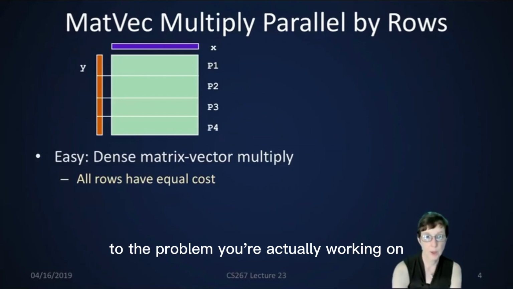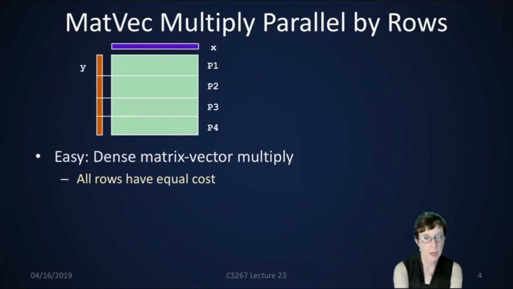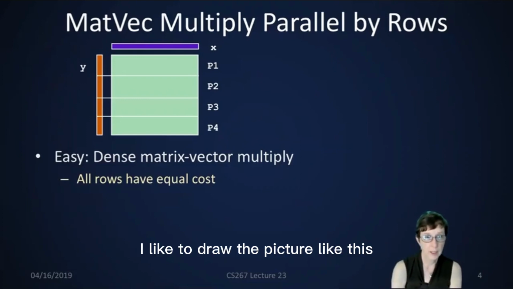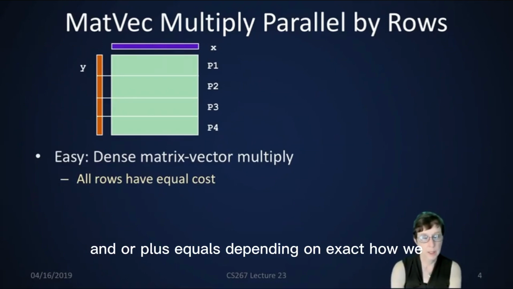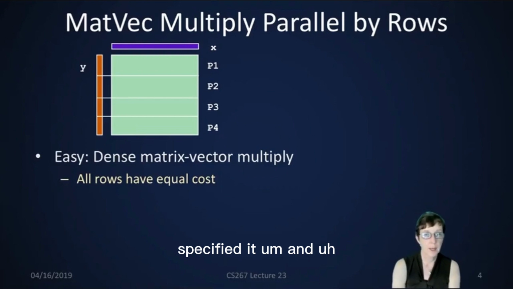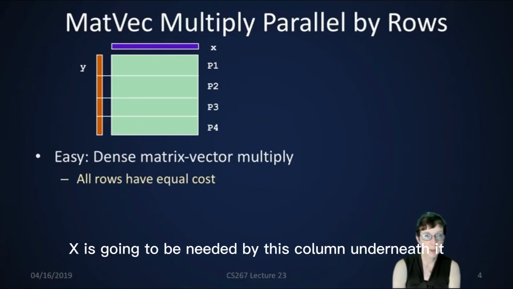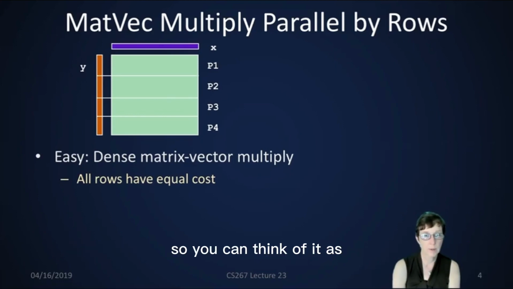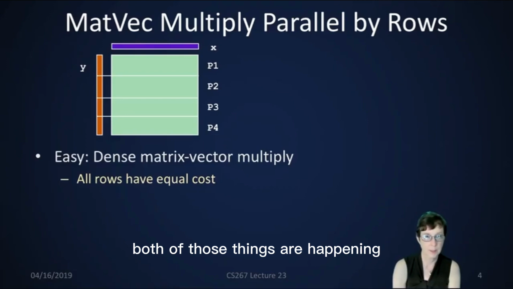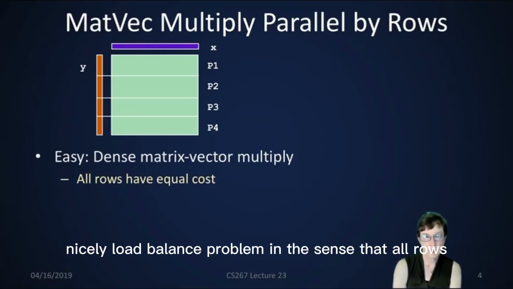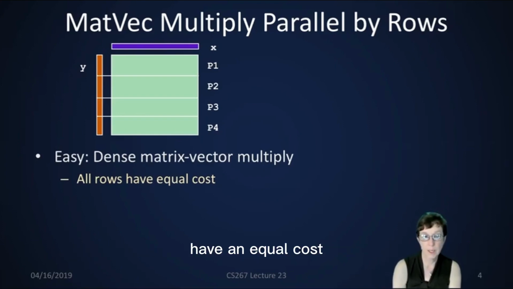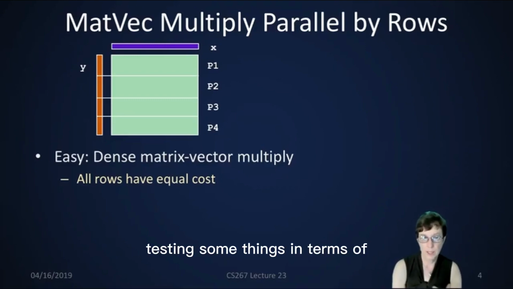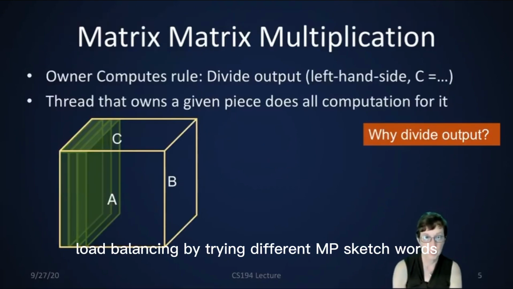So let's go back to the problem you're actually working on in the homework assignment that was originally due tonight. And that was dense matrix vector multiplication. I like to draw the picture like this because the X vector that you're multiplying, so this is A, I didn't mark A, multiplied times X, Y is equal to A times X, or plus equals, depending on exactly how we've specified it. Each one of these elements of X is going to be needed by this column underneath it in the A matrix. So you can think of it as doing a broadcast of that element down, or you can think of it as doing dot products across the rows. Both of those things are happening. And in this case, this is a nicely load balanced problem in the sense that all rows have an equal cost.